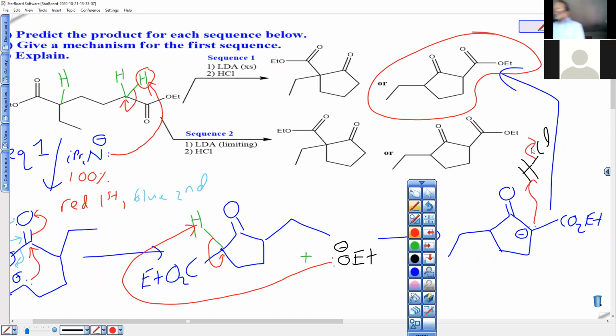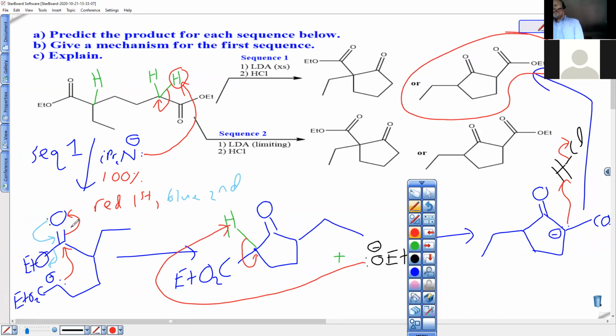Gets that product. And do we call that the kinetic product or the thermodynamic product? It's a good question. We call it the kinetic product. There was no equilibrium allowed to happen here.